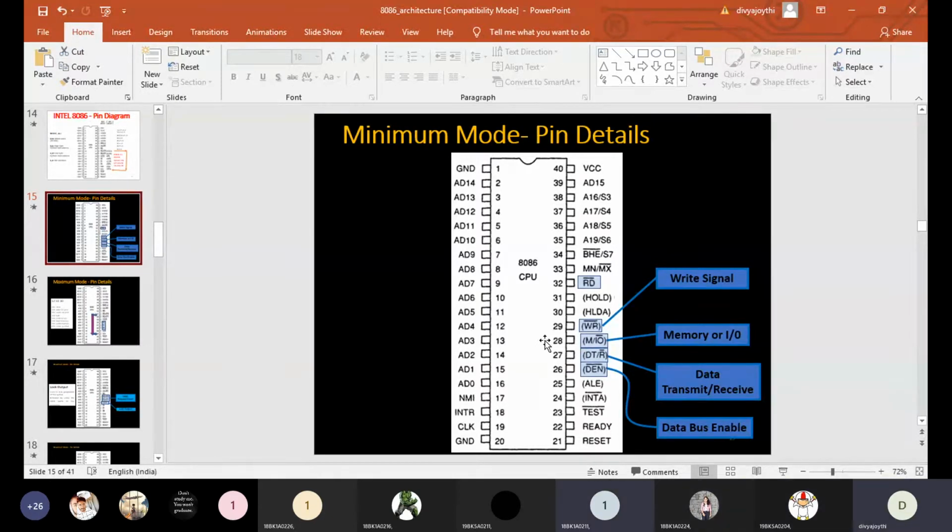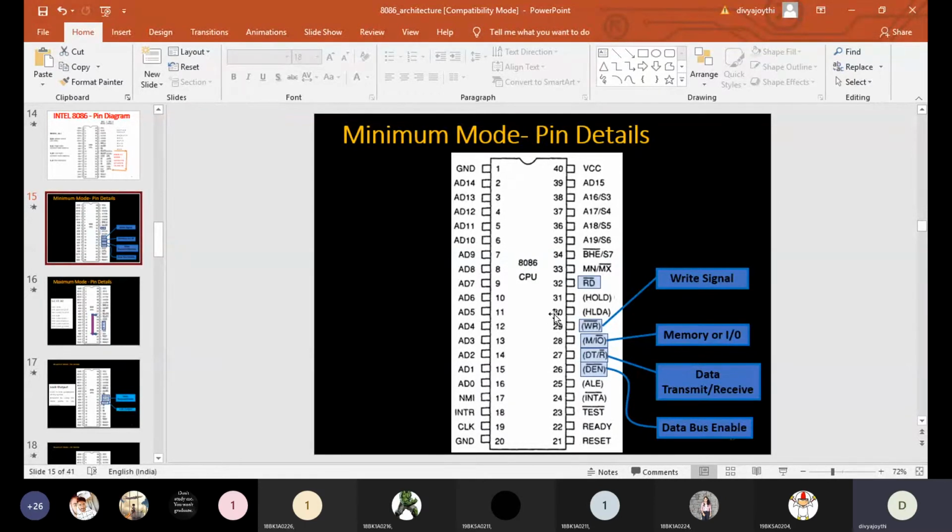Yes, ma'am. Next, pin number 29. It was written as WR bar. Its functioning is, if pin number 29 is equal to 0, that indicates that the processor is writing data to the external devices. If it is 1, then that indicates that it is not writing any data to the external devices.